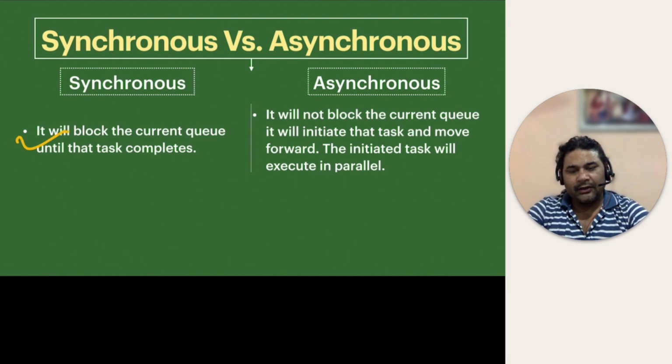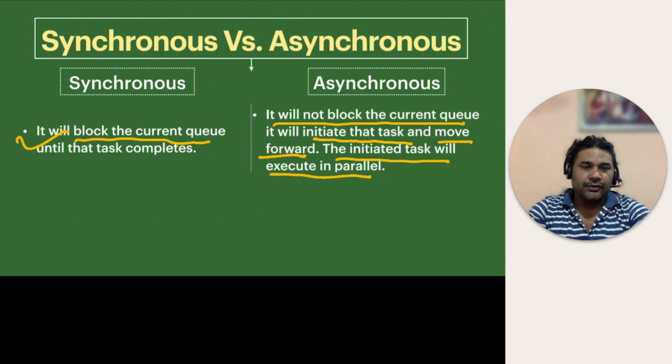And asynchronous will not block the current queue. It will initiate the task and move forward. The initiated task will execute in parallel. So asynchronous means that it will not block the current queue; it will initiate that task and move on to the next task. It means that it will perform multiple tasks at the same time, and it will not wait for the completion of another task.